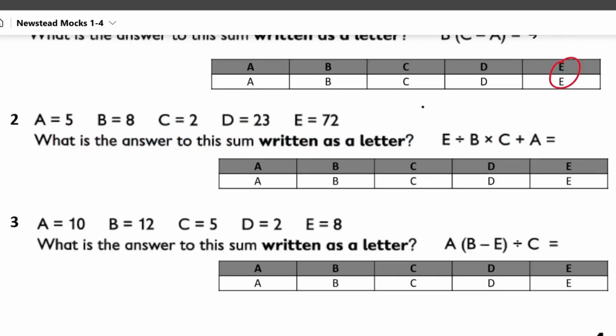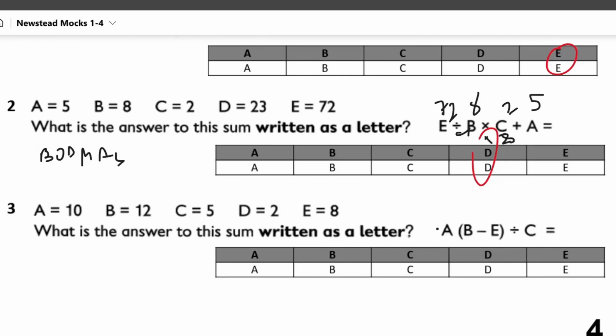Question number 2, and we're just going to remember to put BODMAS down. And then if we put them in, we're going to have 72 divided by 8 multiplied by C plus A. Let's do the division first. We have 9 multiplied by 2, which is equal to 18, and 18 plus 5 is equal to 23, which means we get the number D.